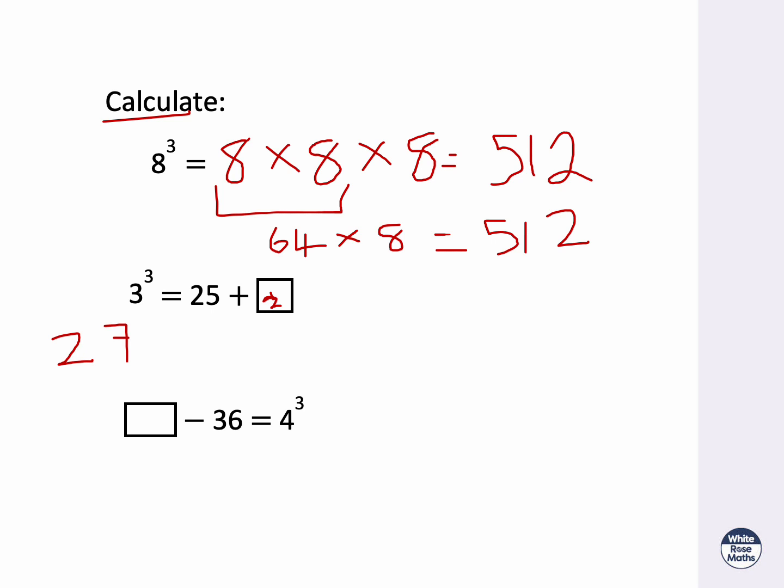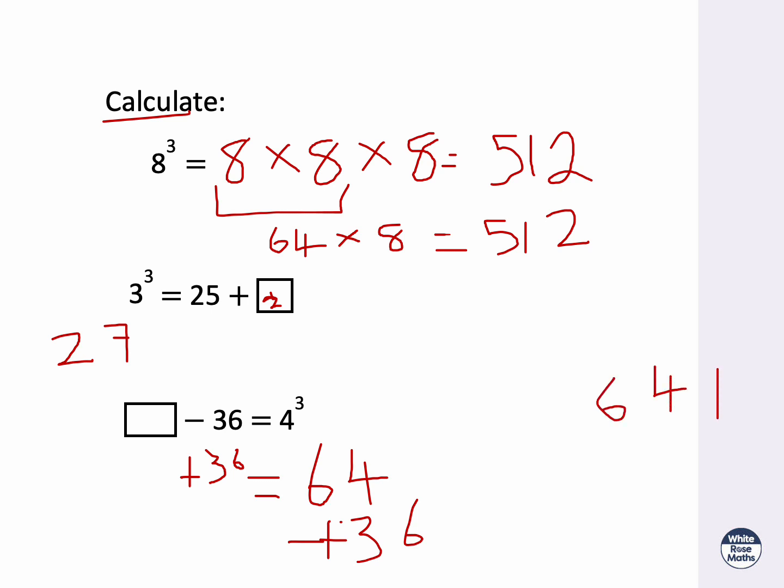The next part, something take away 36 is equal to 4 cubed. Well, 4 cubed is 4 times 4 times 4, which is 64, guys. Because 4 times 4 is 16, and 16 times 4 is 64. So, adding 36 to both sides, think of it like an equation. So adding 36 to 64. Looking at our column addition here, 64 plus 36.